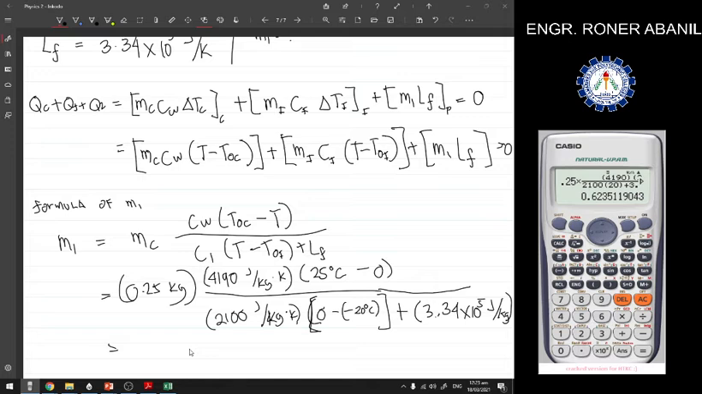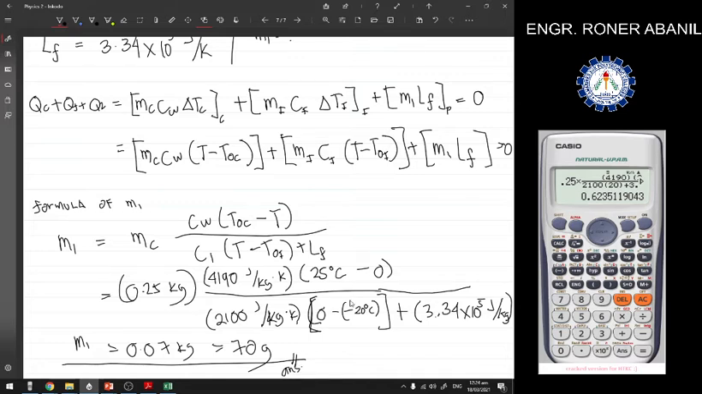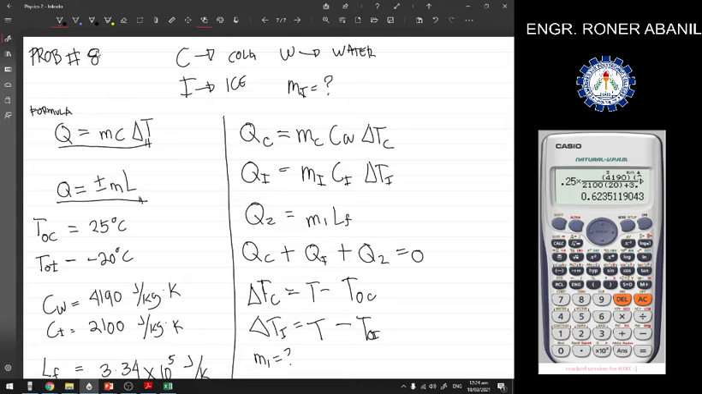So, lalabas dito is naka-kilogram, no? Lalabas dito is almost 0.07, 0.2. Sabihin natin yung M I dito is 0.07 kilogram. Equals to 70 grams yan. So, ito yung mass ng ating ice na hinahanap. Okay? Ito yung ating answer. That's for the problem number 8.